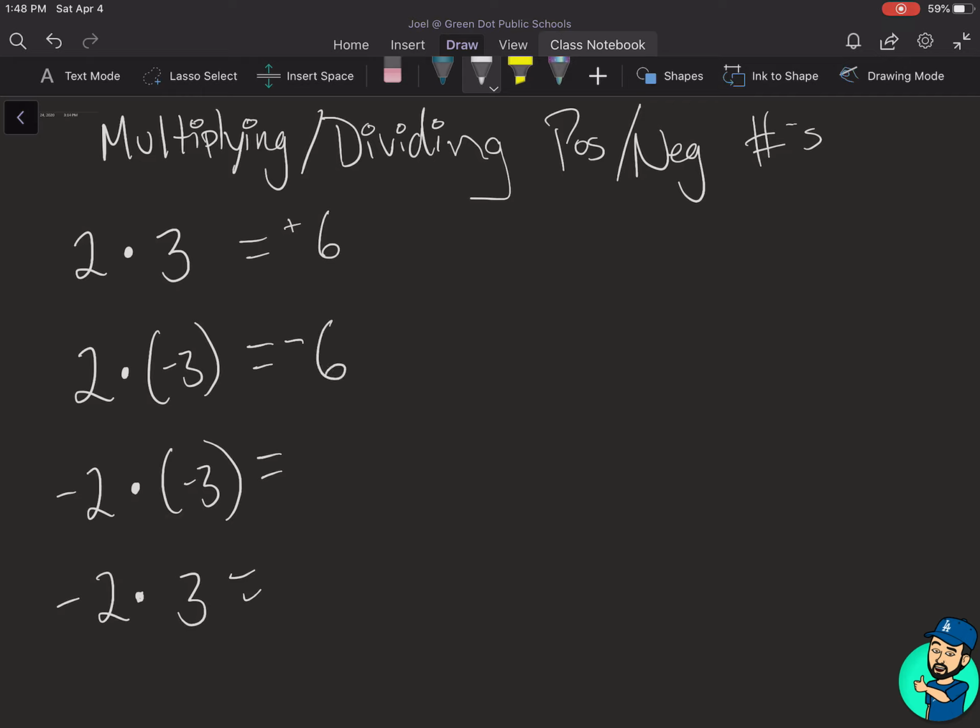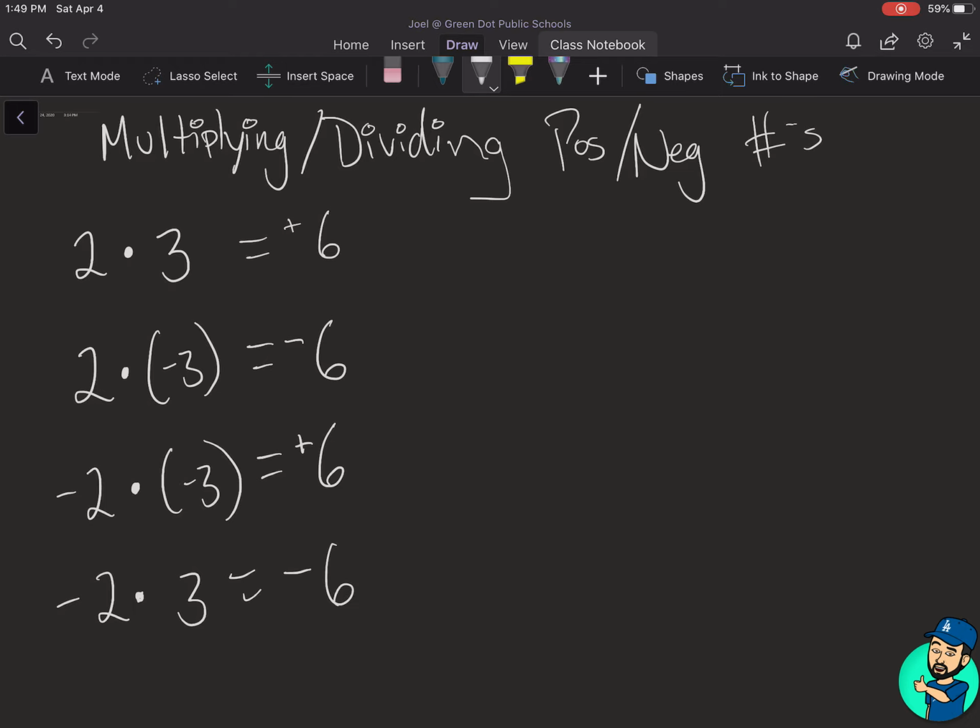Look at the third one. Negative 2 times negative 3. A negative times a negative, positive. 2 times 3, 6. The last one, negative 2 times 3. A negative times a positive is negative. 2 times 3 is 6.